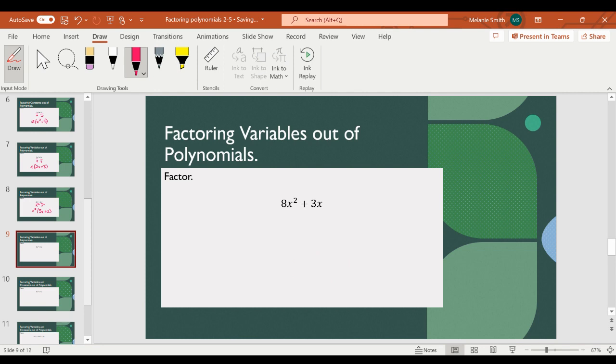Okay, here I have an 8x squared and a 3x. I can't divide 8 and 3 by the same number, but I can divide both of these terms by x. So x comes out to the outside of the parentheses. I have 8x squared divided by x is going to be just 8x to the first power, which is just 8x. And then 3x divided by x is going to be plus 3.